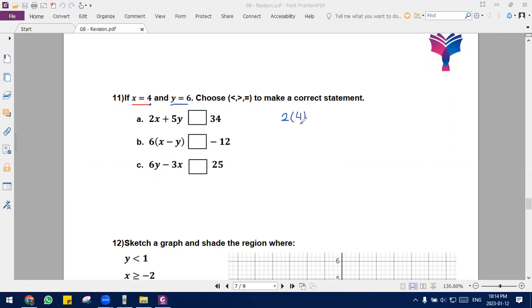So this is 2x. It means 2 times 4 plus, then we have here 5y, which means 5 multiplied by, what is y? It's 6. You can find the answer. Here we have 8. Here we have 30. When you add them, it's 38. Okay, now on the left side, we have 38. The right-hand side is 34. So what's the correct sign? Of course, 38 is greater.